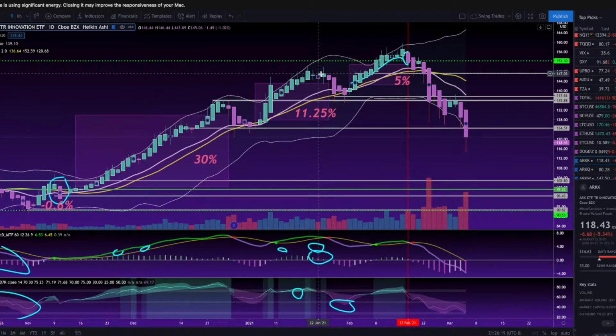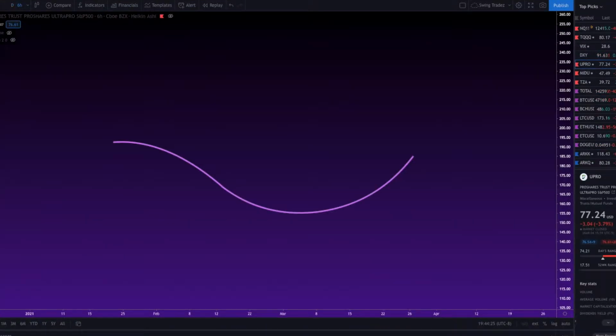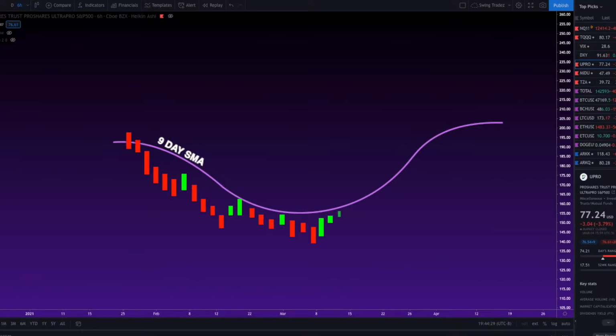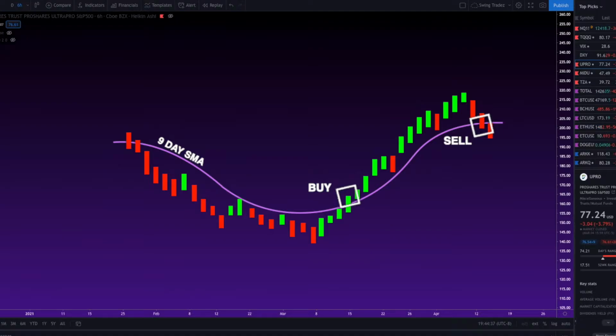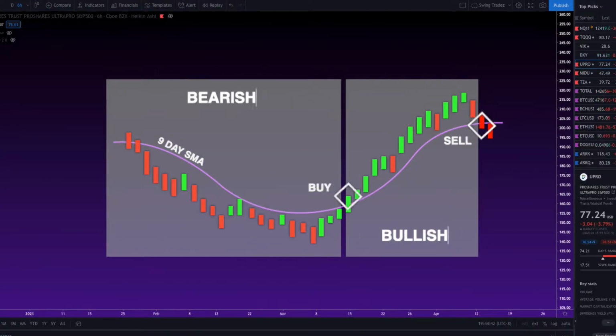Let's talk about buy and sell signals. Many of you already know that we use the 9-day SMA. When a candlestick crosses the SMA, we get our buy or sell signal. When a green candle passes through this, we get a buy signal. When a red candle passes through, this is a sell signal. When the price action is below the SMA, it is bearish, and when it is above, it is bullish.